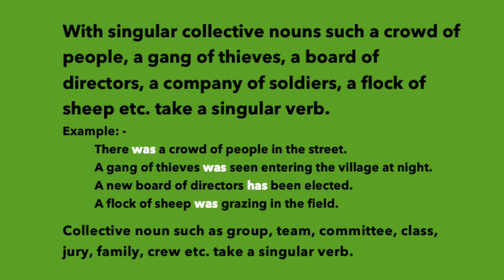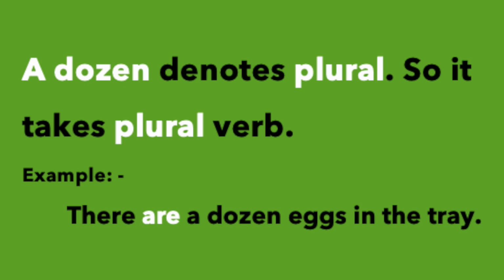Collective nouns are words that imply more than one person but that are considered singular and take a singular verb, such as group, team, committee, class, family, jury, crew, etc. We know a dozen means 12 in number. It's plural. Since it denotes a plural number, a dozen takes a plural verb. For example, there are a dozen eggs in the tray.